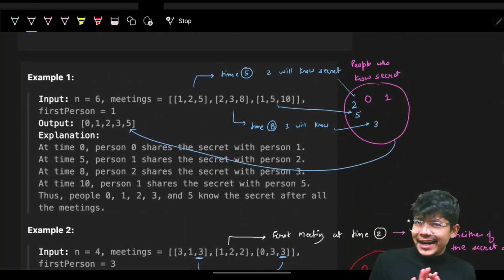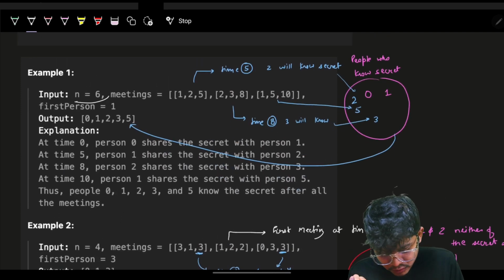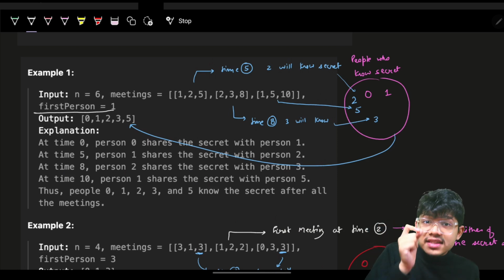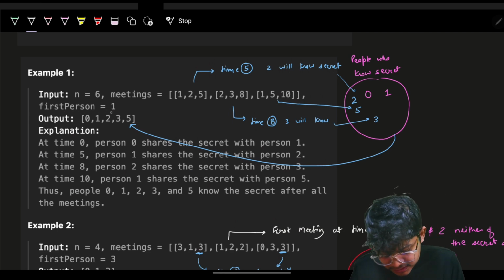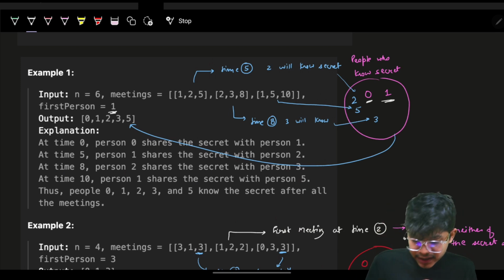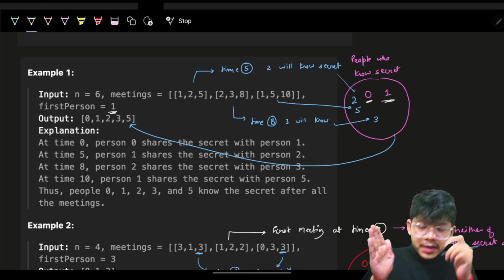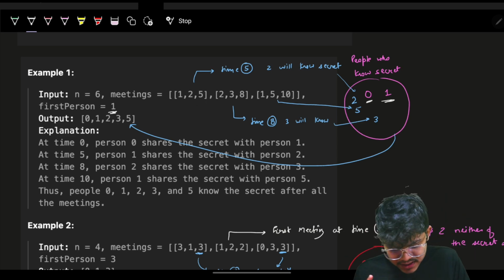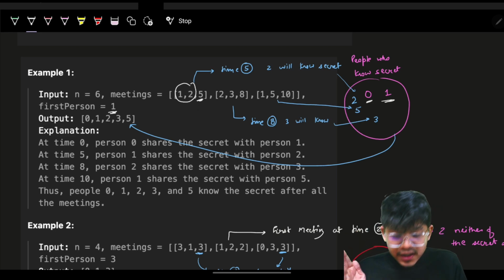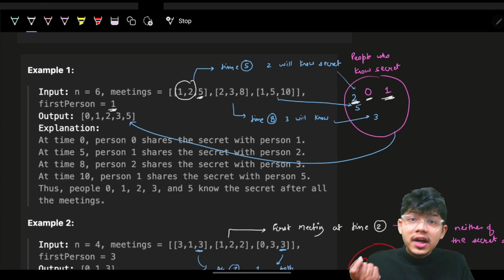That's very normal in your corporate life, right? So basically, in the very beginning you have 6 people, and the first person is person 1, who knows the secret because of person 0. So by default, person 0 and person 1 will know the secret in the very beginning. Now the first meeting is held after 5 minutes, which means as you can see the time is 5. The meeting is between 1 and 2, and we already know 1 knows the secret, so 2 will also know the secret.